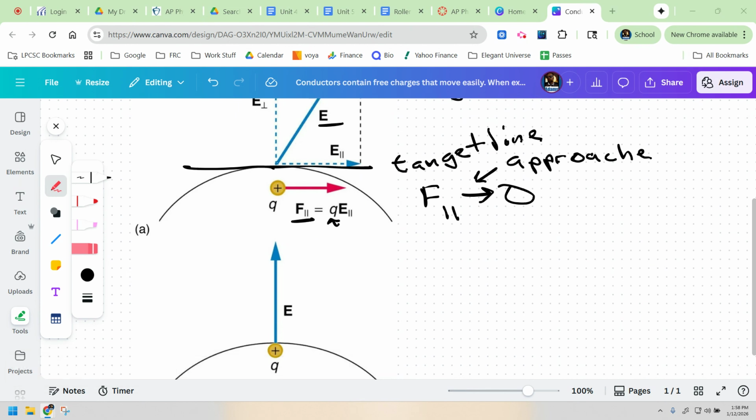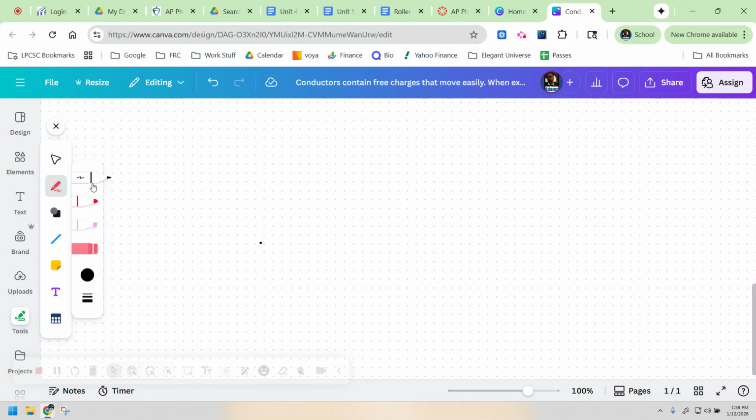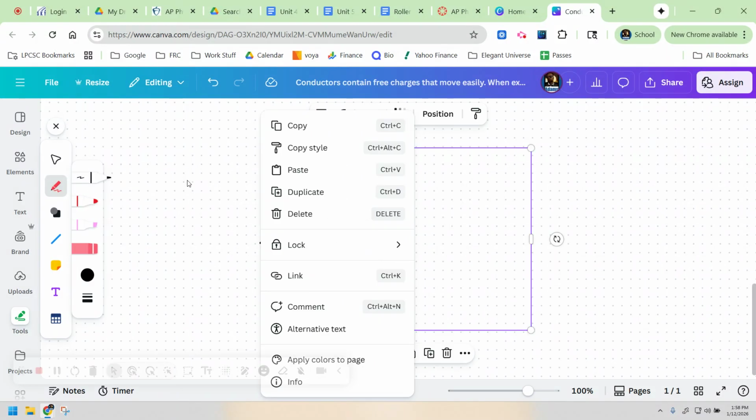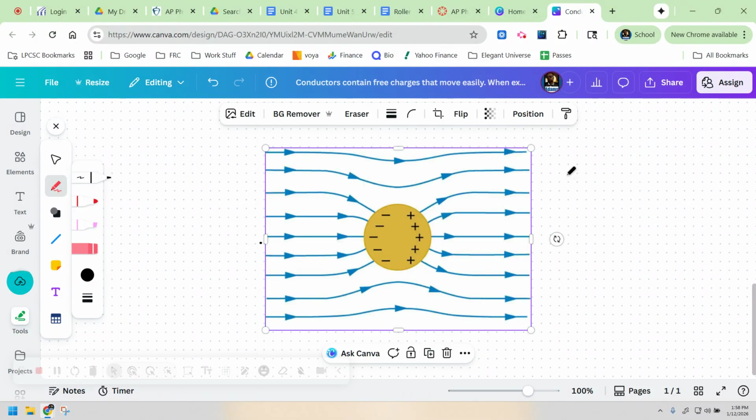So here's another image. So think of it like this. This is an electric field, right? And then this image right here is the conductor.